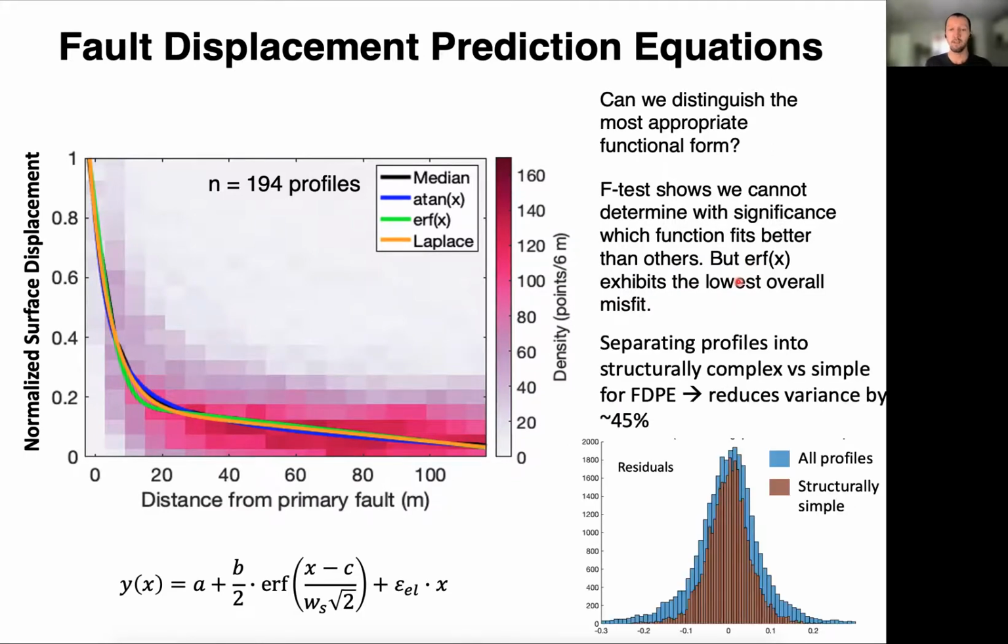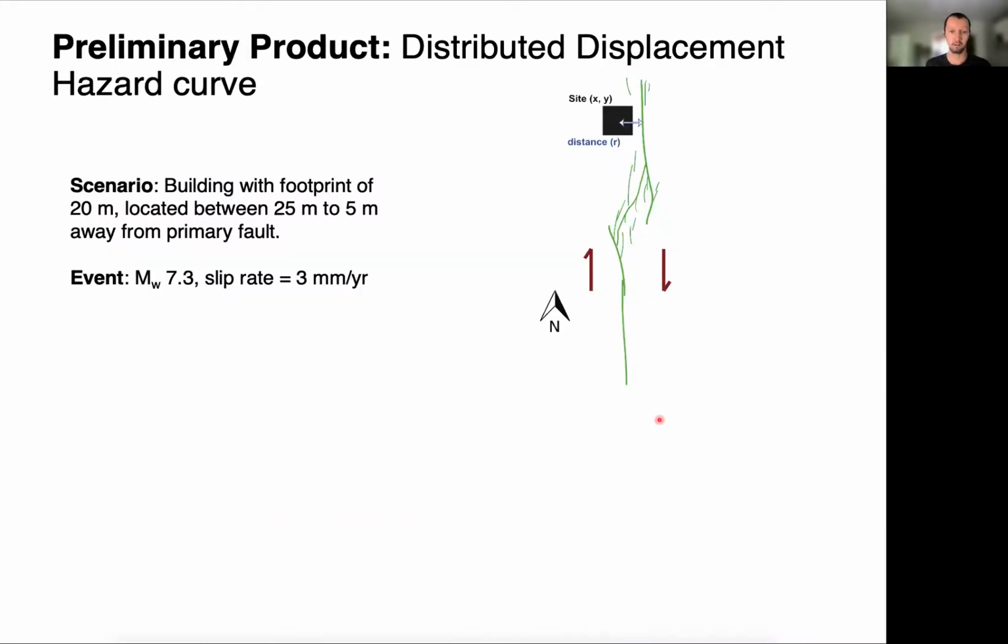Second, as I showed before, the strain distribution and displacement can vary significantly when you're in these transtensional bands. What's interesting is that if you separate the data, when you're constraining these fault displacement prediction equations, into structurally simple and complex, you can reduce the variability by about 45%, which is quite significant. Okay, so now we have those fault displacement prediction equations constrained.